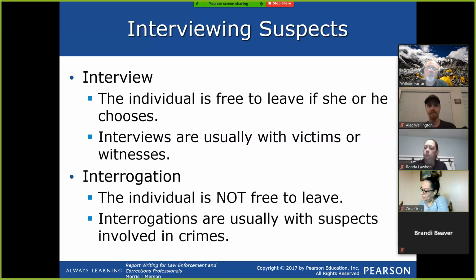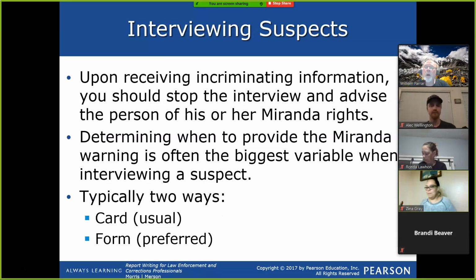Remember again, especially when you're talking about suspects, in an interview an individual is free to leave if they choose. Interviews are typically with victims or witnesses, not all the time. In an interrogation, typically the person is not free to leave, and they're usually suspects. Keep in mind with Miranda, typically there are two things that have to be present, and I'll get to that in a minute. When you get incriminating information while interviewing somebody, you should stop the interview, and at that point you may want to advise them of their Miranda rights if it's incriminating. You want to determine when to provide Miranda.